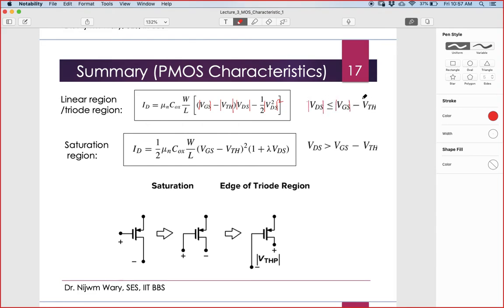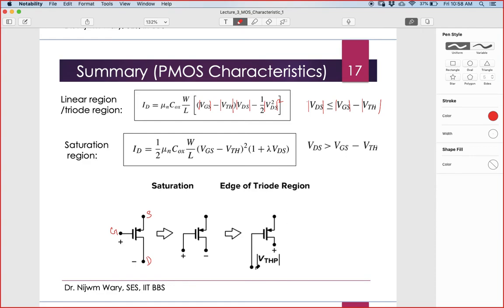Just take care of the potential difference. For PMOS, the gate will be lower than the source, and this is the drain. Whenever this drain is at a very low potential, much lower than the gate, then it is in the saturation region. Even if they are equal here, it is also in the saturation region. But whenever the gate is much lower than the drain, then it goes to the triode region.